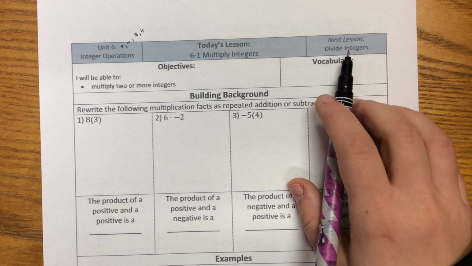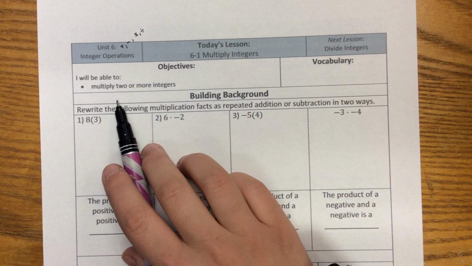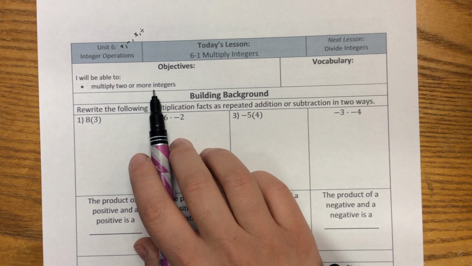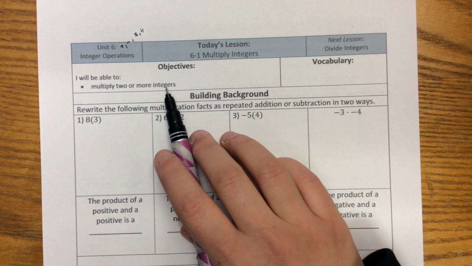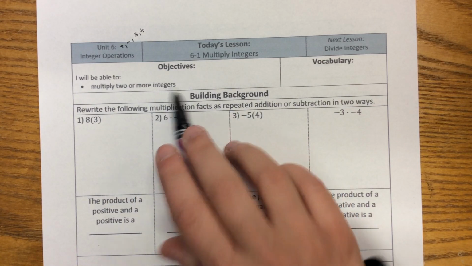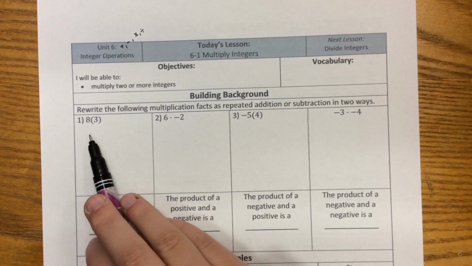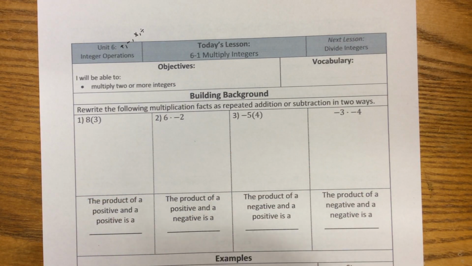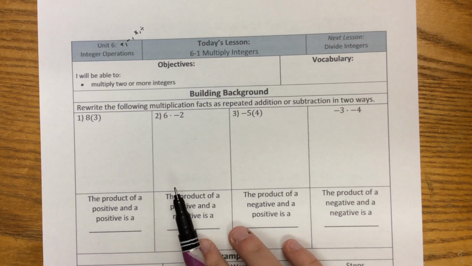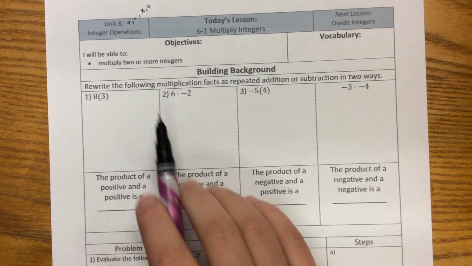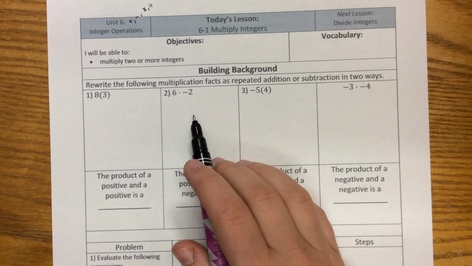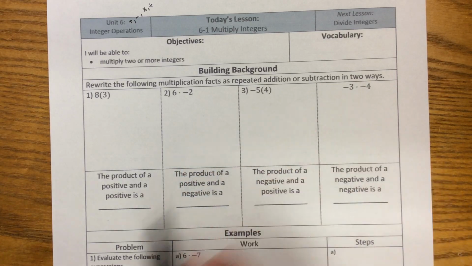Next, we're going to divide integers. So today we'll be able to multiply two or more integers. We know that integers are positive and negative whole numbers. So we're going back to whole numbers, positive and negative wholes. Okay, and so there's no vocabulary because you should know what multiply means. All right, so we're going to rewrite the following multiplication facts as repeated addition or subtraction in two ways.